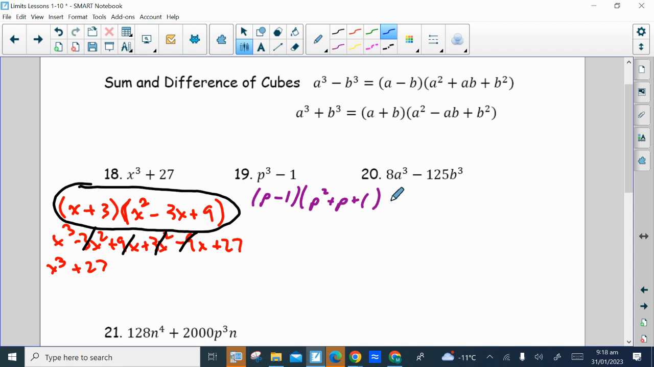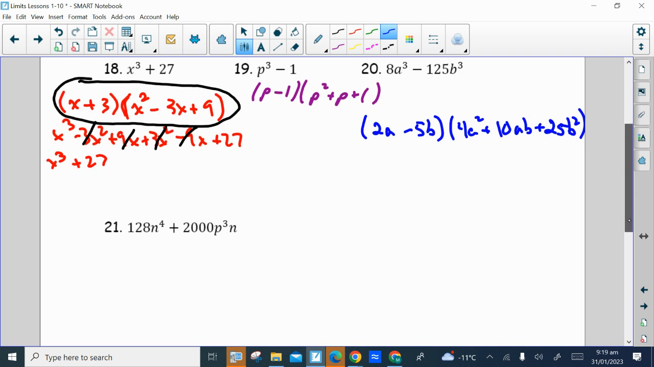Question 20 is a difference of cubes. The cube root of 8a cubed is 2a. The cube root of 125b cubed is 5b. Squaring the 2a gives us 4a squared. Multiplying the two terms together gives us 10ab. Squaring the 5b gives us 25b squared. The sign pattern for difference of cubes again is minus, plus, plus. There's your factors, which again, if you want, you can check by multiplying them out.